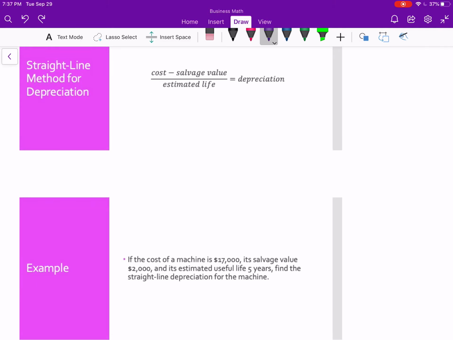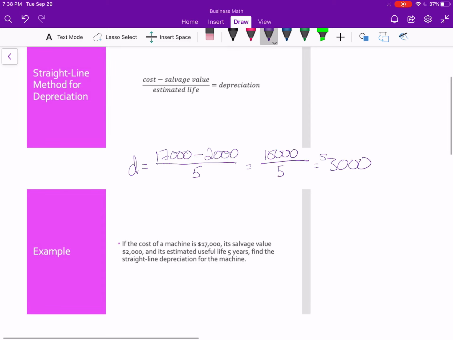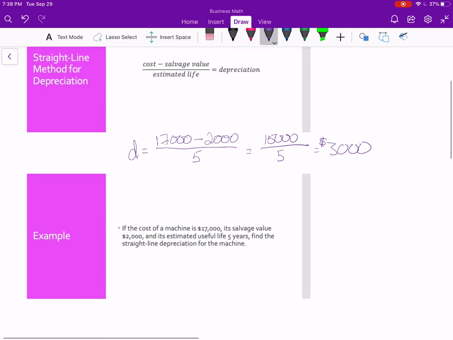So if the cost of the machine is $17,000, its salvage value $2,000, and its estimated useful life 5 years, find the straight line depreciation for the machine. So our depreciation is equal to our cost, which is $17,000, minus our salvage value, which is $2,000, divided by the useful life, which is 5 years. So we get $15,000 divided by 5, which is $3,000. So the depreciation is $3,000 per year.